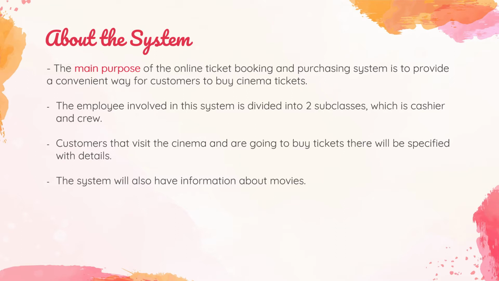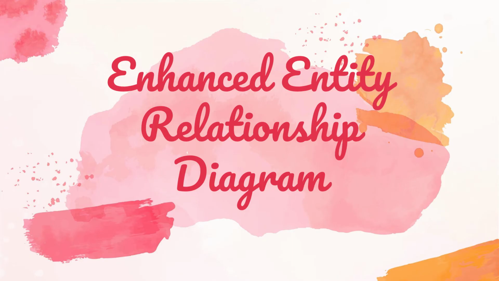The employees involved in the system are divided into two subclasses, which are cashier and crew. The cashier is the one that will cater to customers while purchasing tickets. Customers that visit the cinema and are going to buy tickets will be specified with details. They will be given tickets with a list of important information. Next, the system will also have information about movies. We will display movie details that the customer might need to know.